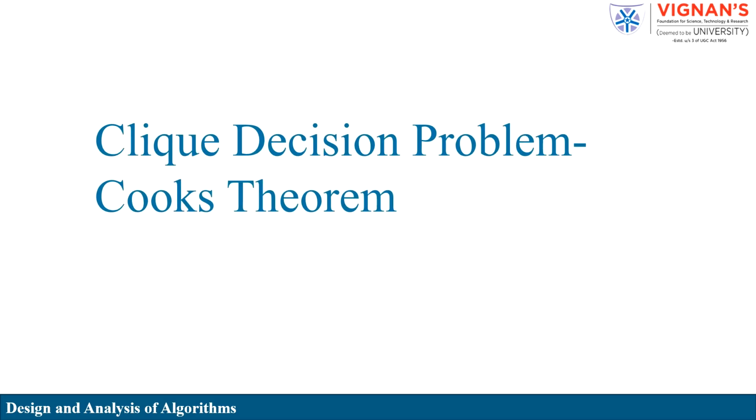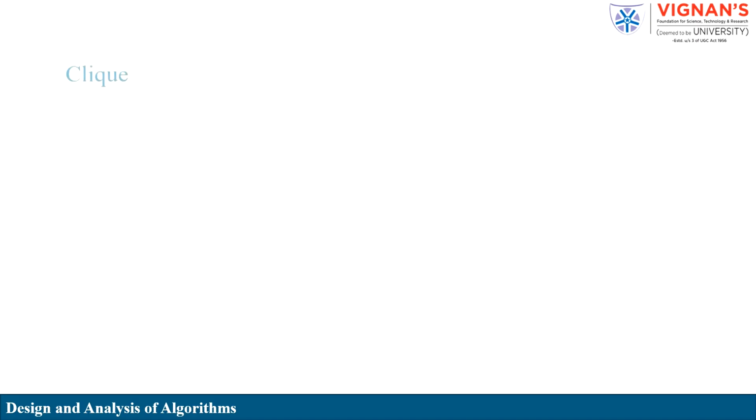Welcome to this session on the design and analysis of algorithms. Today, we will be diving into a fundamental topic in theoretical computer science, the Clique decision problem and its relationship to Cook's theorem. In the context of the design and analysis of algorithms, let's define what a clique is and why it matters in graph theory.